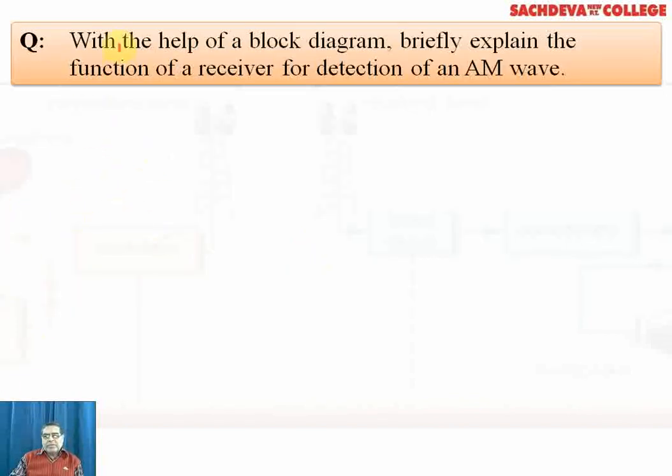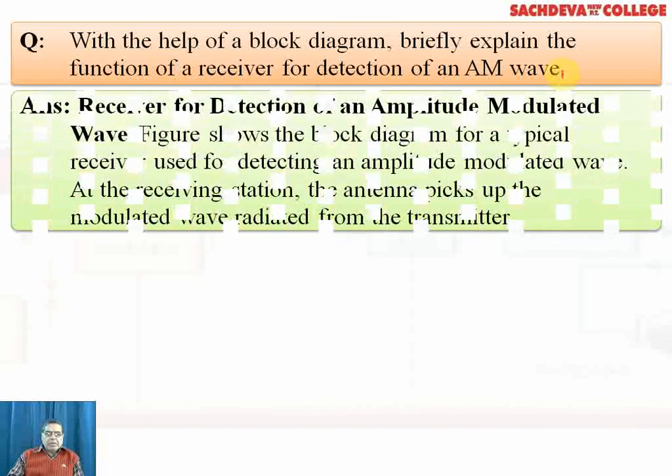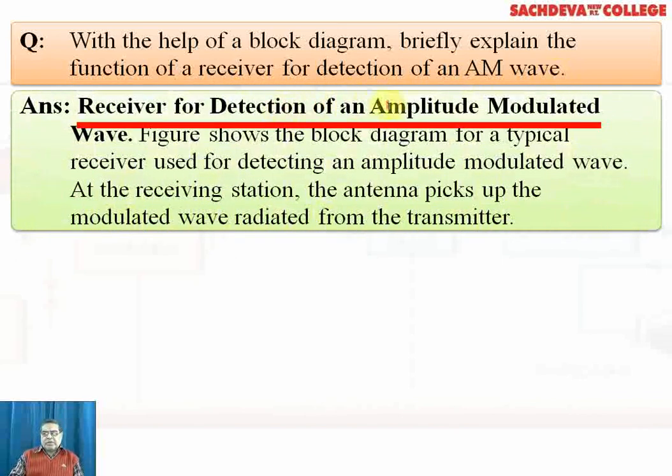Now our next question is related to the block diagram explaining the function of a receiver for detection of an amplitude modulated wave. When we use this term detection, we are using a rectifier. The purpose of the rectifier is that when the input is in the form of AC, the output comes in the form of DC. So this is the receiver for the detection of an amplitude modulated wave.